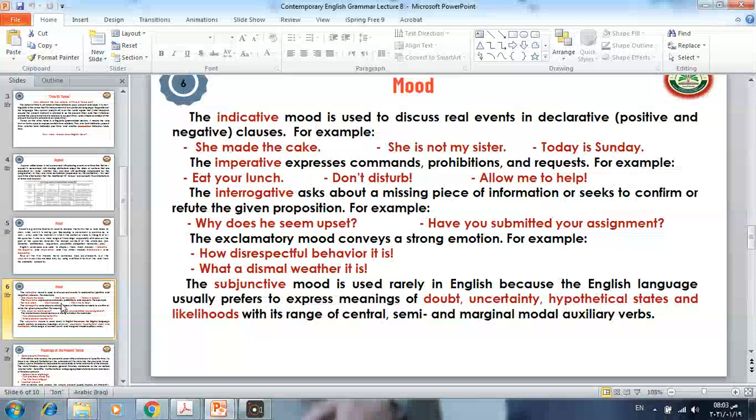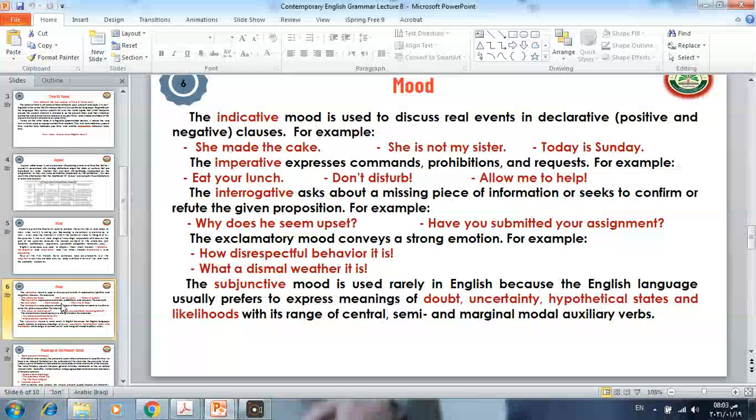So when we say, why does he seem upset? We want to know the reason behind his being upset. And when you say, have you submitted your assignment? We are after receiving a confirmation from the addressee that he has submitted his assignment, or that he has not submitted it.